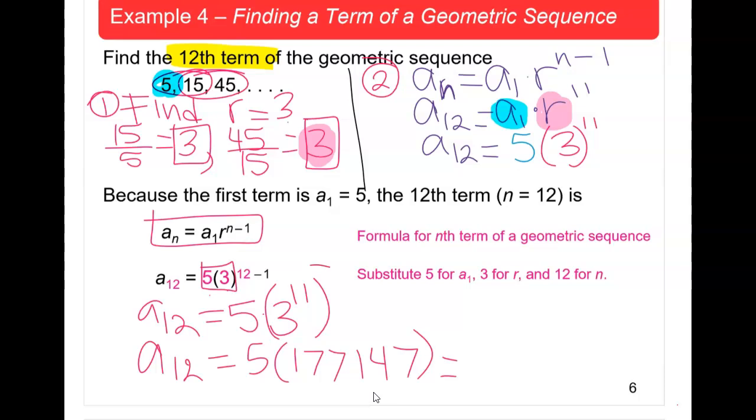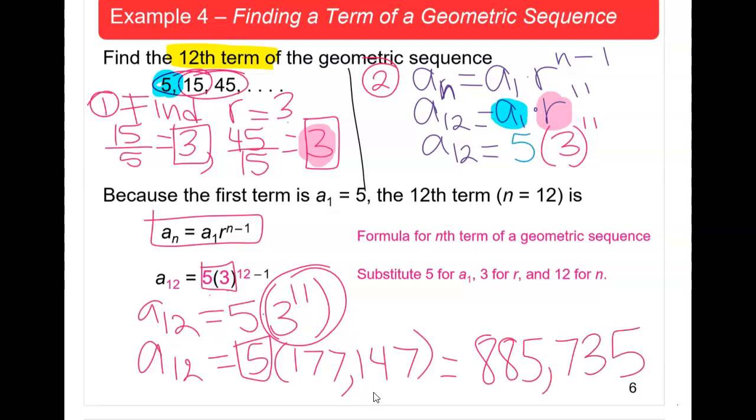So what I did is I calculated 3 to the 11th power. I got 177,147. And then after that, we multiply by 5. So remember, you have to follow the order of operations. If I multiply that times 5, I will get 885,735. So that will be the 12th term of the sequence.